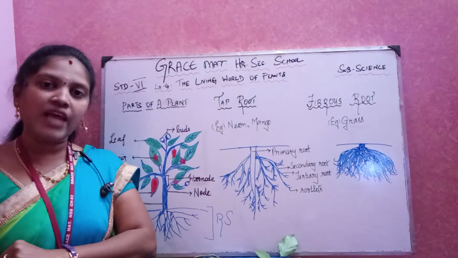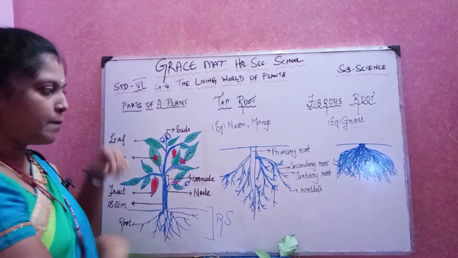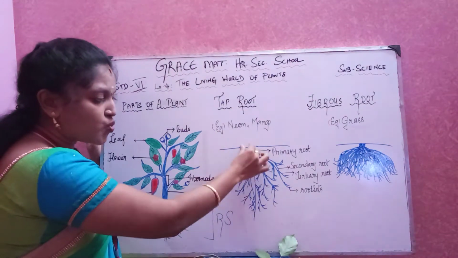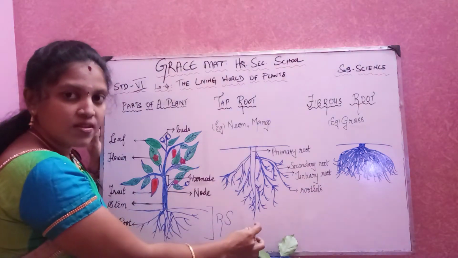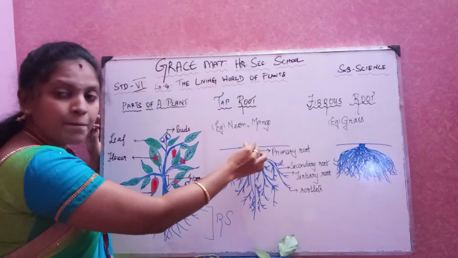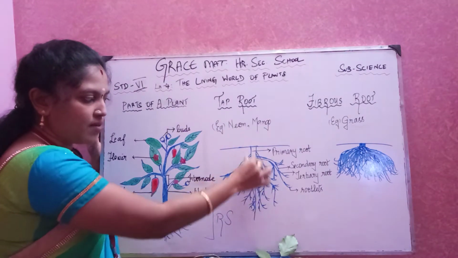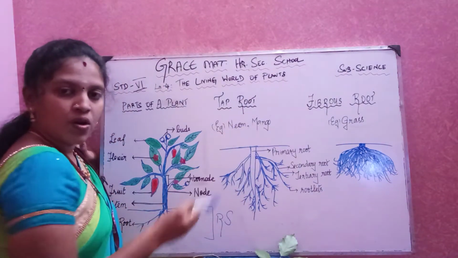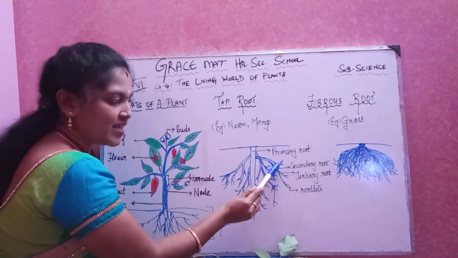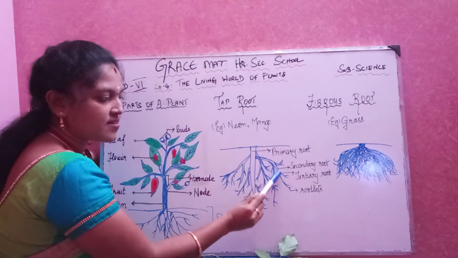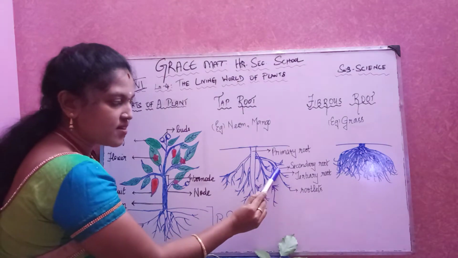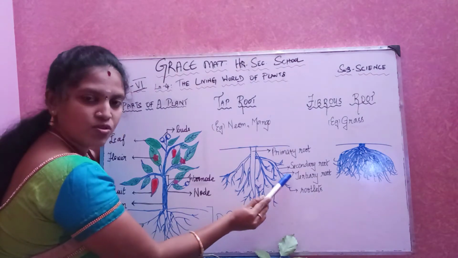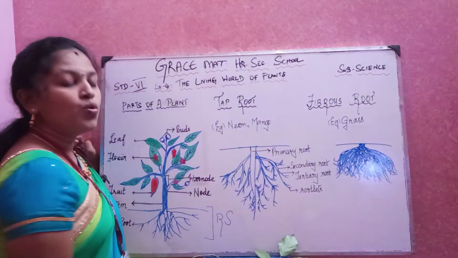So what is meant by this taproot system? Taproot system is the root which grows straight downwards, tapering downwards. From the taproot, from this primary root, you can see the secondary roots. From the secondary roots, you could see the tertiary roots. Now this tertiary gives rise to small rootlets, nothing but rootlets.